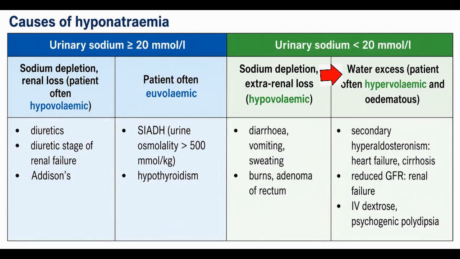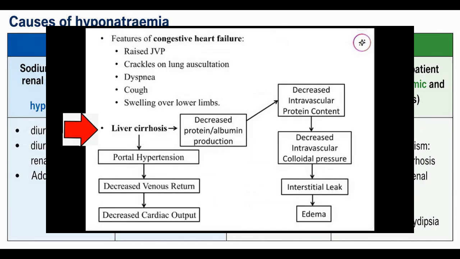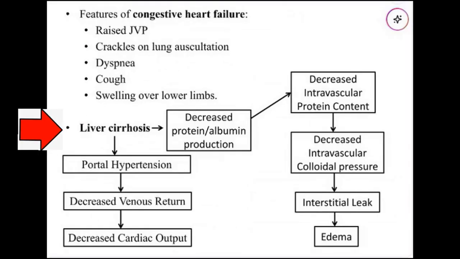B. Water excess. These patients are usually hypervolemic and often have edema. The problem is too much water, rather than sodium loss. Common causes include secondary hyperaldosteronism, seen in conditions causing reduced effective circulating volume. Examples include heart failure and liver cirrhosis. Although total body sodium increases, total body water increases even more, producing dilutional hyponatremia.